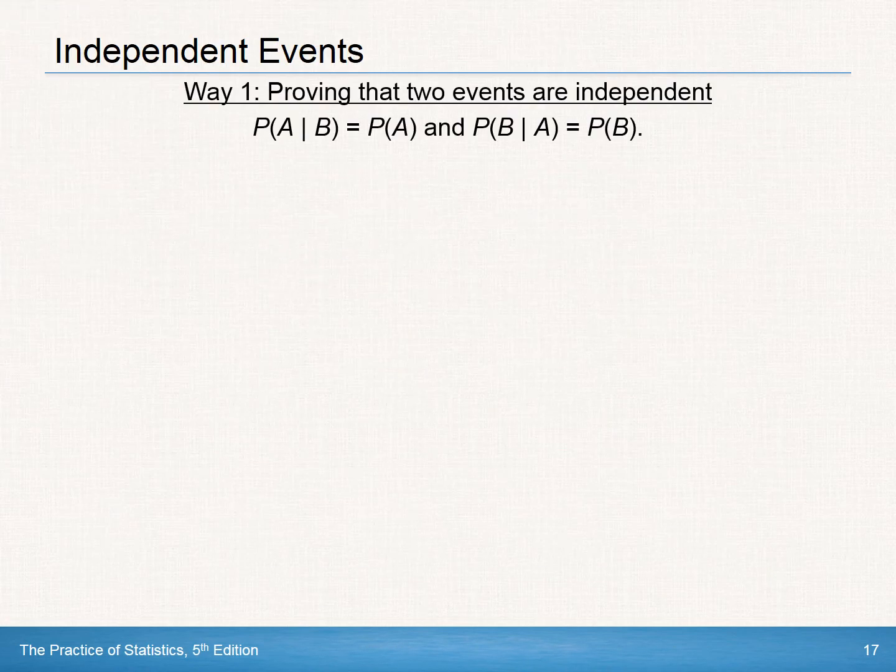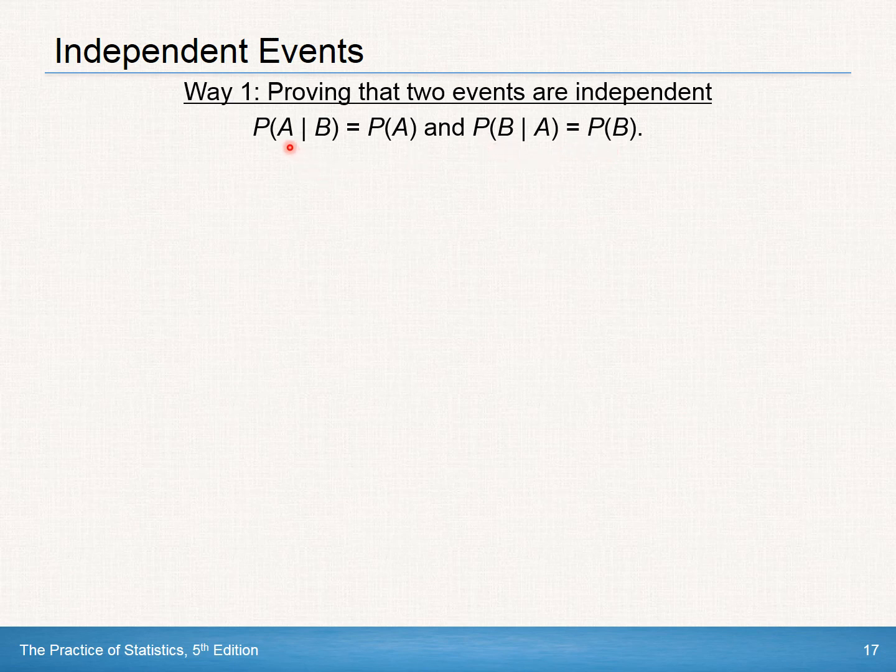All right, if you are asked to prove that two events are independent, there are two ways to do that. Now, do not ever just state this conditional probability statement. You have to show the numbers plugged in. If the probability of A given B is the same as the probability of A, and the probability of B given A is the same as the probability of B, then they're independent.